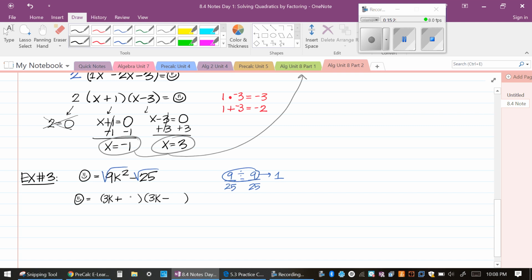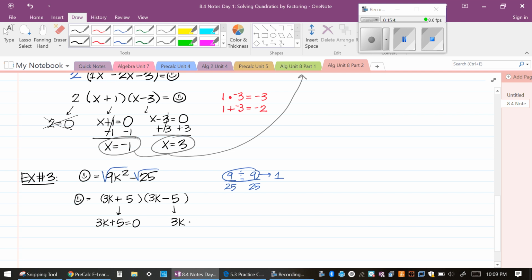The square root of 25 is 5. I already checked for GCF. I checked for difference of squares, which are my only choices when factoring binomials that we've learned this year. So now I'm ready to set each factor equal to 0. Remember, set them equal to 0 if they have a variable to the first power.